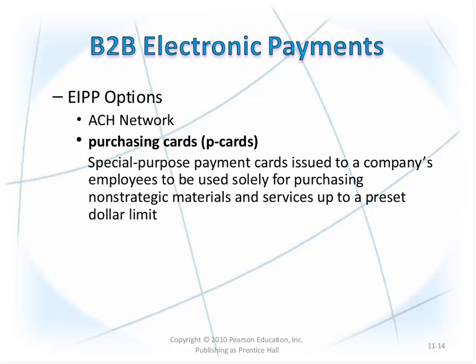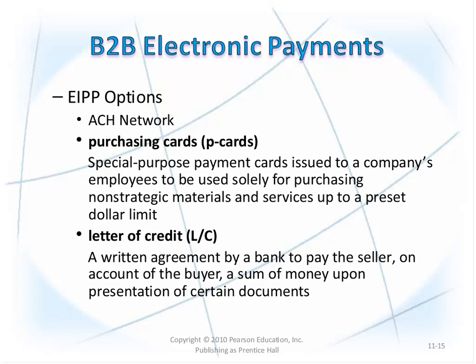EIPP options: ACH network, purchasing card, P card, or letter of credit. Purchasing cards, or P cards, are special purpose payment cards issued to a company's employee to be used solely for purchasing non-strategic material and services up to a dollar limit.